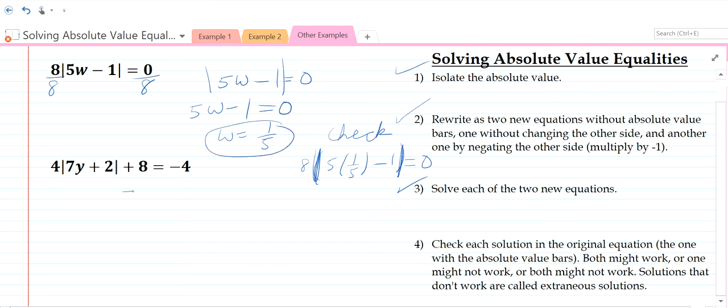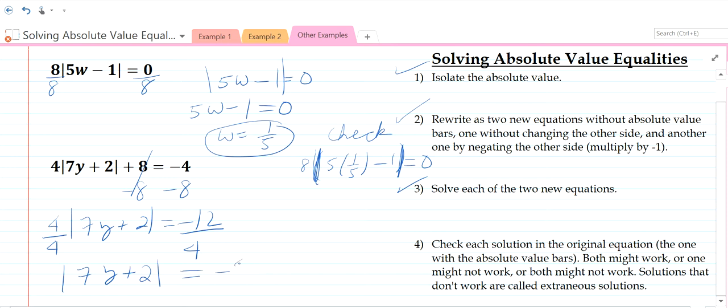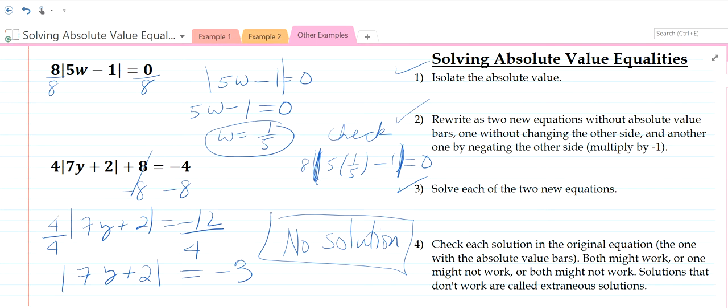And the last one that I just wanted you to watch out for is, once you isolate this, we're going to get a negative answer on this side. So an absolute value cannot equal a negative number, so it cannot equal negative 3. So in here you could just stop and just write no solution. In case you don't catch it and you go ahead with the other two steps and you solve, once you check, you'll see that it's not going to work.